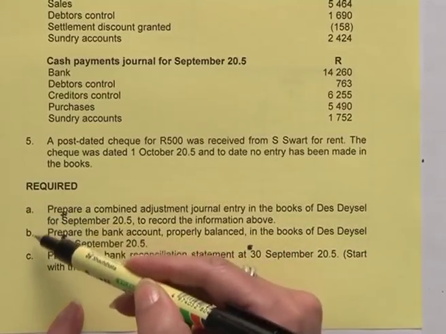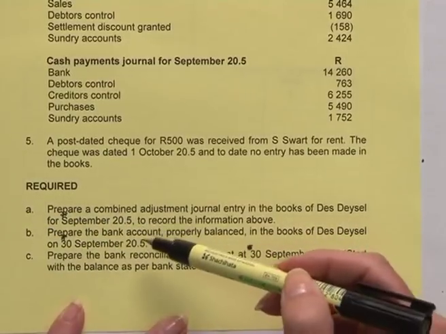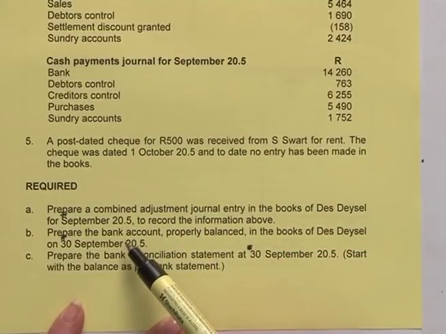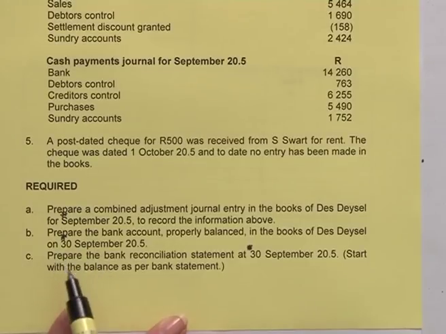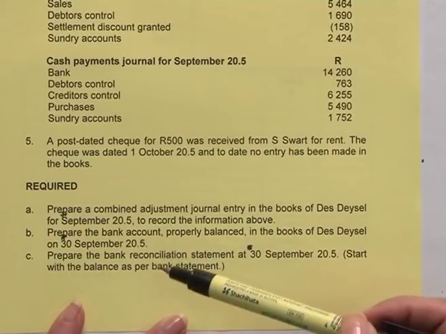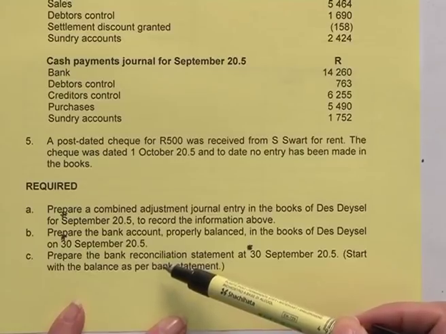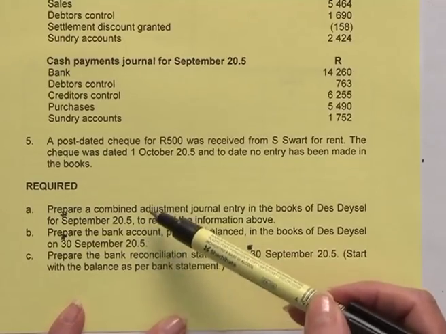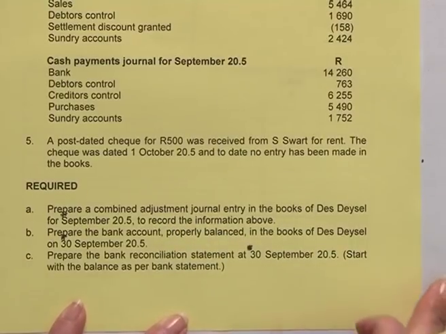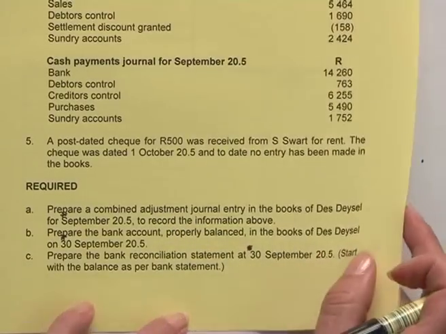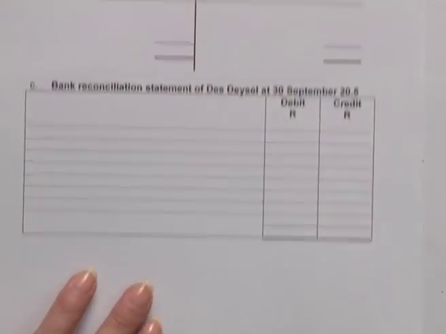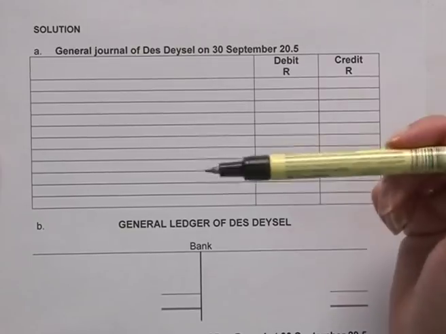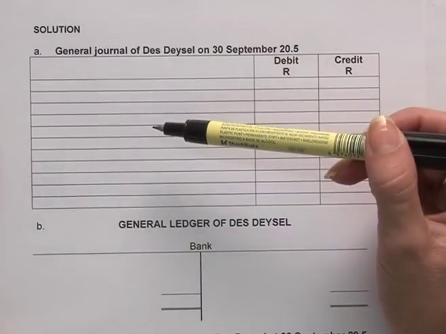So the A and the B part, those are documents in our records, the combined adjustment journal entry and the bank account. And then the C part is a document that we prepared to try and reconcile the bank's books, the bank's records of the same transactions with what we accounted for in our books. So we're going to draw up the framework for this question, the A, B, and C part, so that if we have the framework ready, it's easier to just complete the information as you read through it.